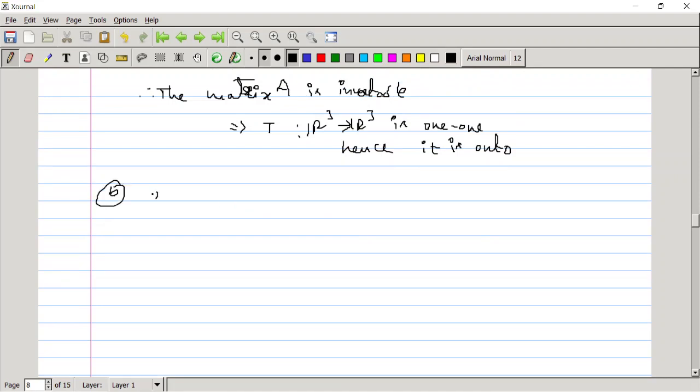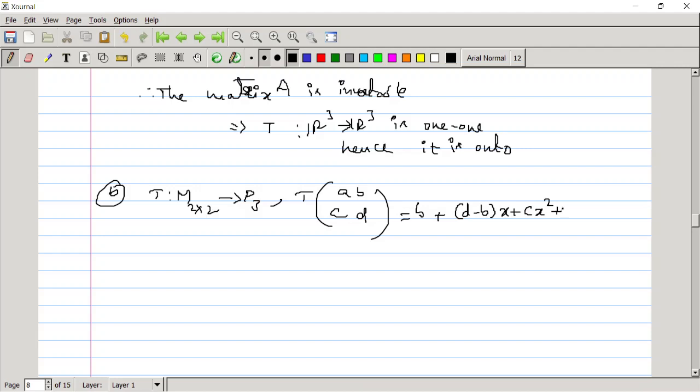The second option is T from M2 cross 2 to P3, where P3 is the vector space of all polynomials of degree at most 3. The linear transformation is T of A B C D equal to B plus D minus B times X plus C X square plus 2A plus C times X cube.